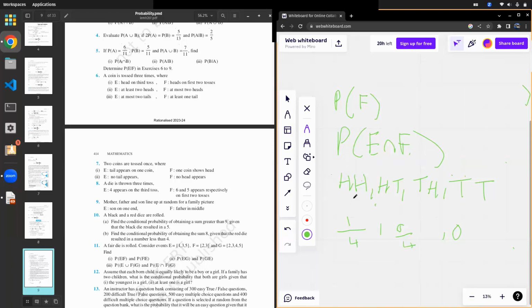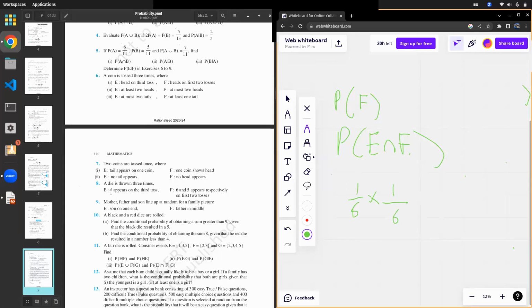So if it is given that 6, 5 appears on first two tosses. First we have to find the probability such that 6 appears on the first toss and 5 appears on the second toss. The probability for 6 to appear on the first toss is 1 by 6, and the probability of 5 to appear on the second is 1 by 6.